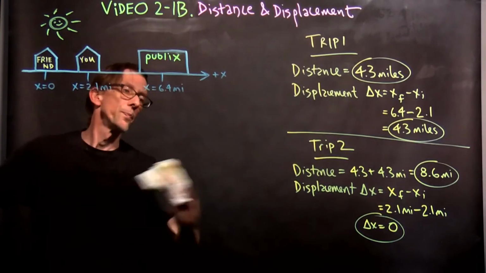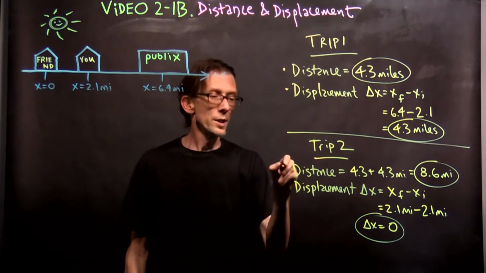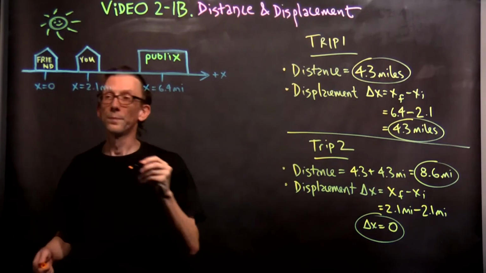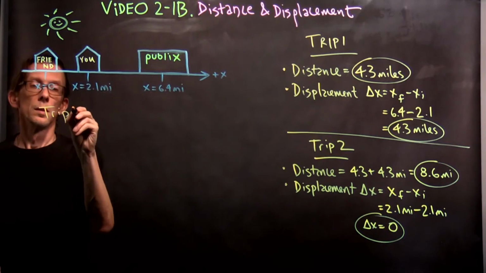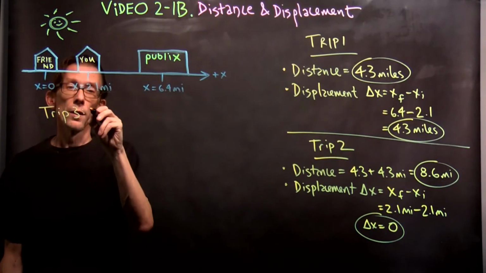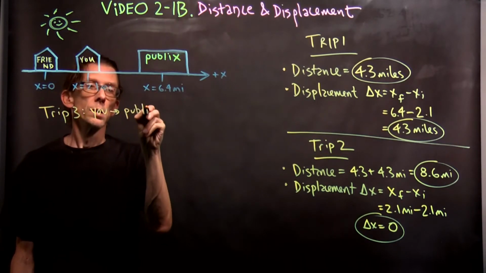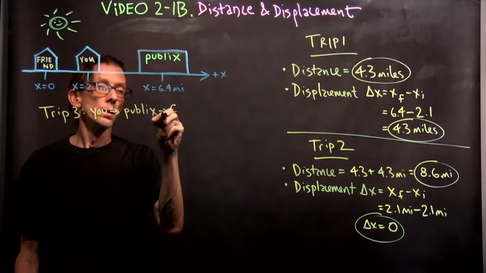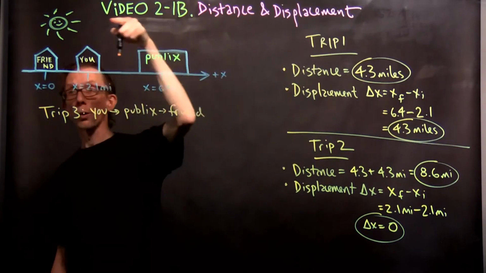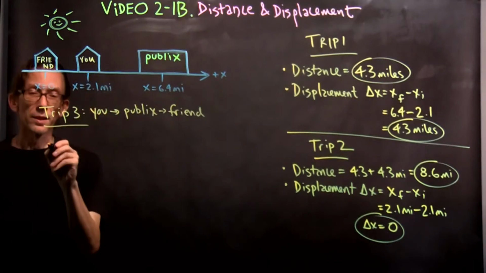Okay, that was good and easy. So let's do trip number 3, again calculating distance and displacement for it. And I'll write out what the trip is here because I erased it a moment ago. It's from you to Publix to your friend, from x equals 2.1 to x equals 6.4 to x equals 0 miles. Okay. Distance.